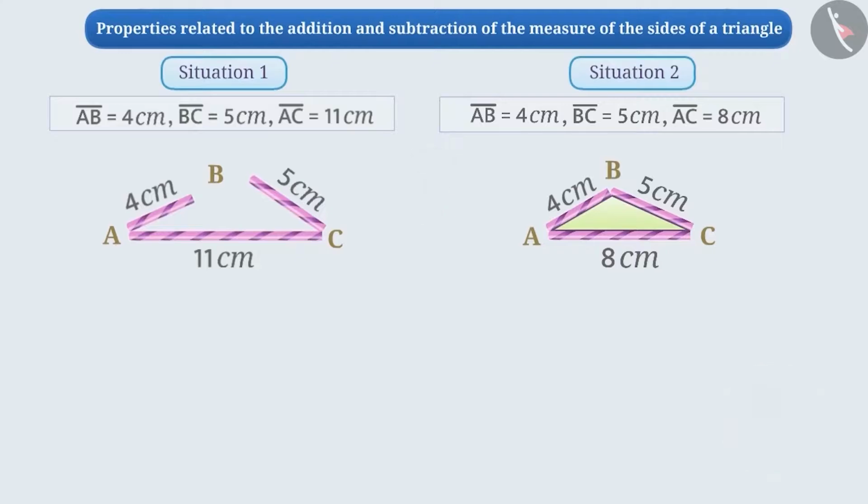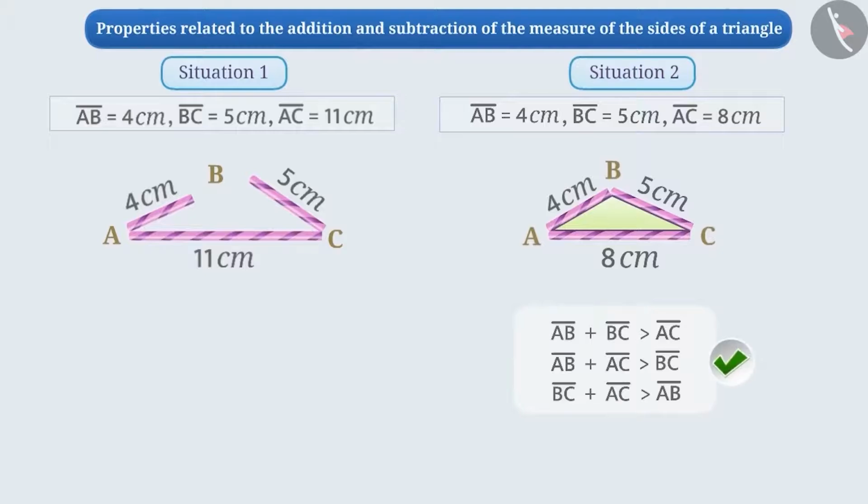Let me tell you. If we look at the second situation, we see that the sum of the measure of any 2 sides of this triangle is greater than the length of the third side. That is, AB plus BC is greater than AC, AB plus AC is greater than BC, and BC plus AC is greater than AB, and we are able to draw a triangle ABC in this situation.